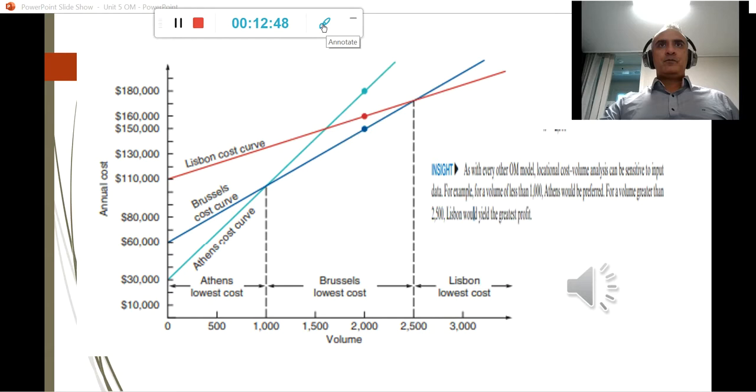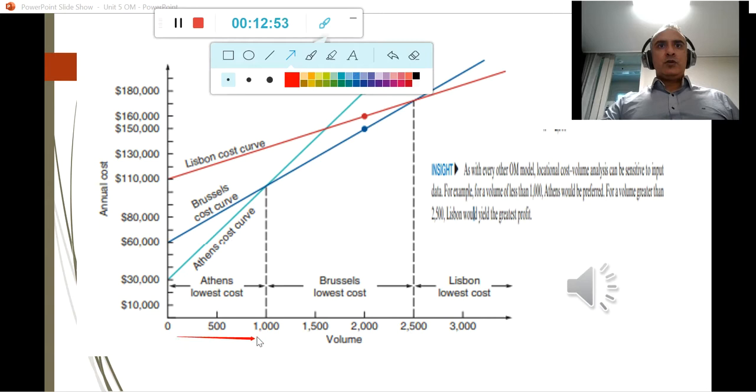So for example, if I want to produce low volume, then Athens is my best option. If I produce all the way up to 1,000 pieces in that location, because of the fixed costs and variable costs, Athens is the best. However, if I want to increase my volume all the way to 2,500, then Brussels, although in the beginning it looks more expensive, becomes a good option. If I produce only 1,000 pieces, Brussels is not a good option. I need to go all the way to 2,500 for Brussels to be a good decision.